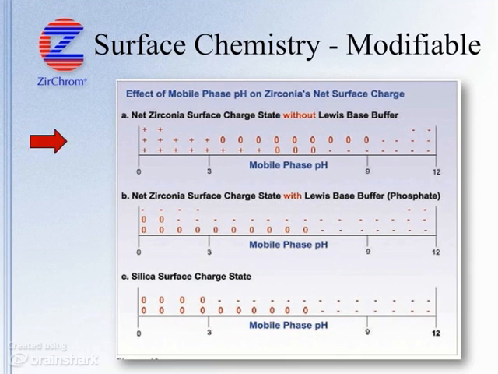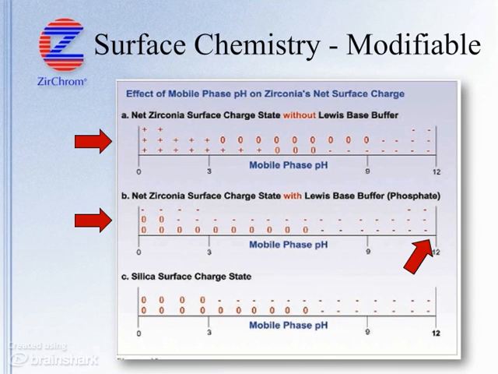In comparison, the zirconia surface, without any Lewis base buffer in the mobile phase, is slightly positive at low pH, neutral at neutral pH, and negative at high pH. If we then add a very strong Lewis base buffer, such as phosphate, we can see that the net surface charge throughout the pH range is negative, ranging from slightly net negative at low pH to very negative at high pH. In fact, at high pH, the net negative charge on the surface of zirconia is a factor of 4 larger than that of silica at any pH.